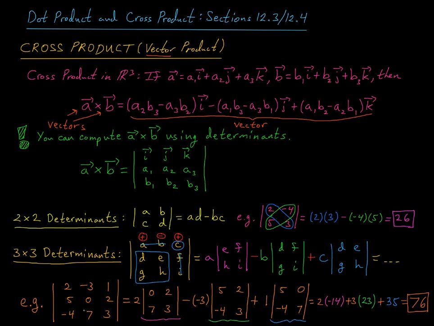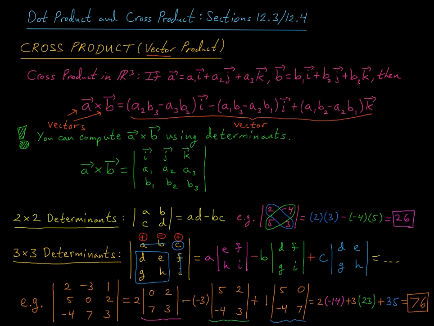So I have this 3 by 3 matrix that I'm going to take the determinant of. So 2, negative 3, 1, 5, 0, 2, negative 4, 7, 3. So to open this up, I'm going to start at the 2, and the 2 will multiply this 2 by 2 determinant, right, 0, 2, 7, 3, that's obtained by deleting out the rest of column 1 and row 1. Okay, so that's this 2 by 2 determinant we're going to compute.